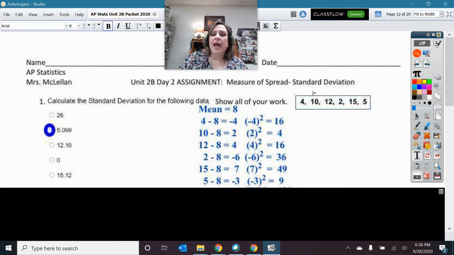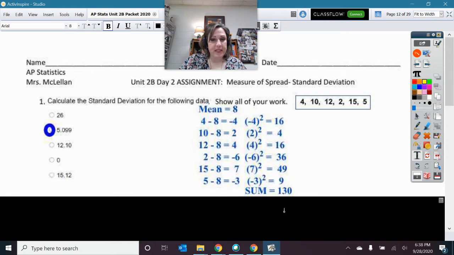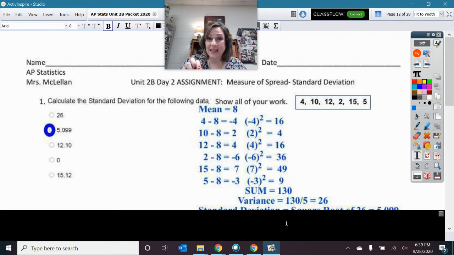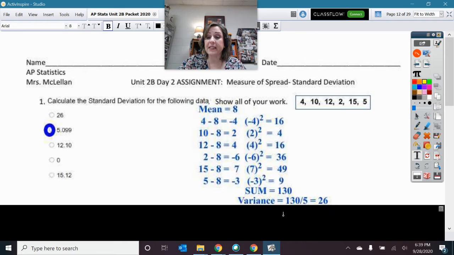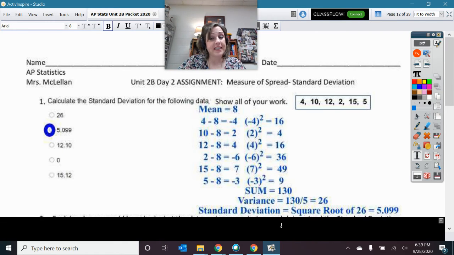and then I squared it. Okay, then I summed it up, divided by n minus 1. So since there were 6 pieces of data here, I divided by 5. That then gave me a variance of 26. So then the square root of that was the standard deviation of 5.099. So that's that number there.